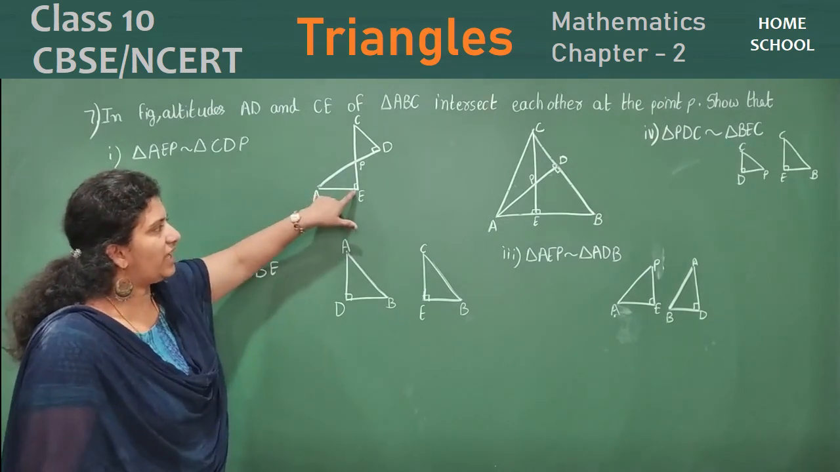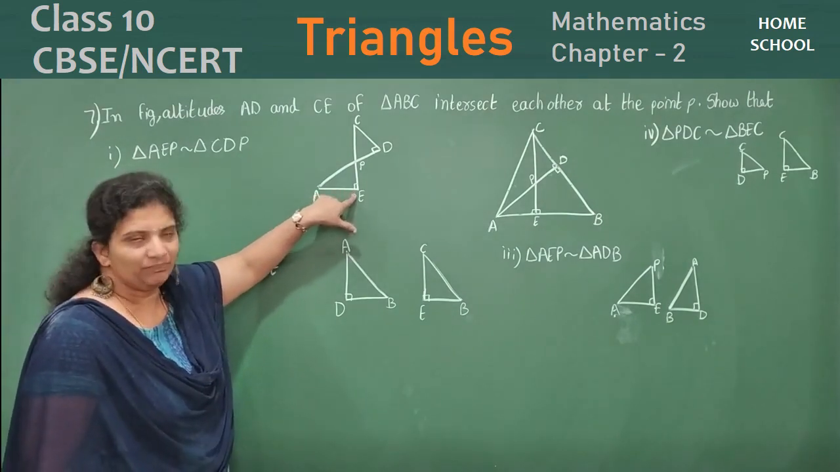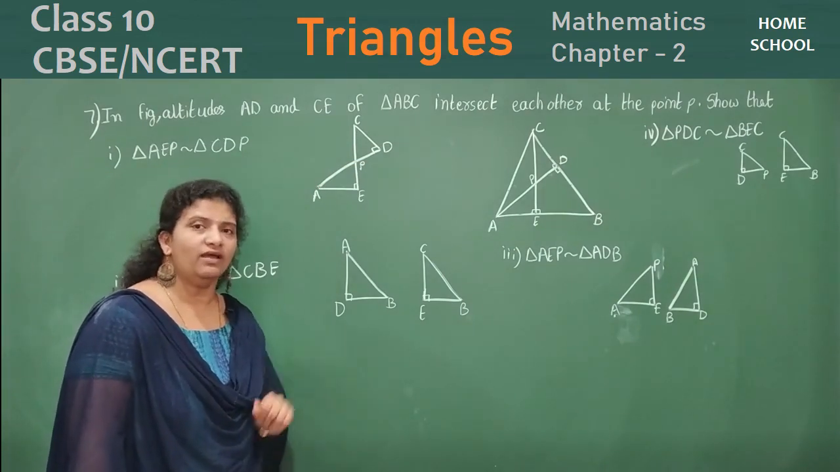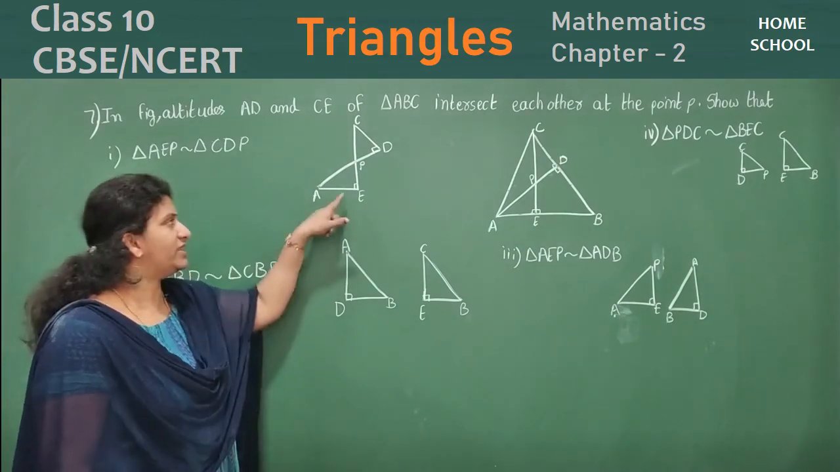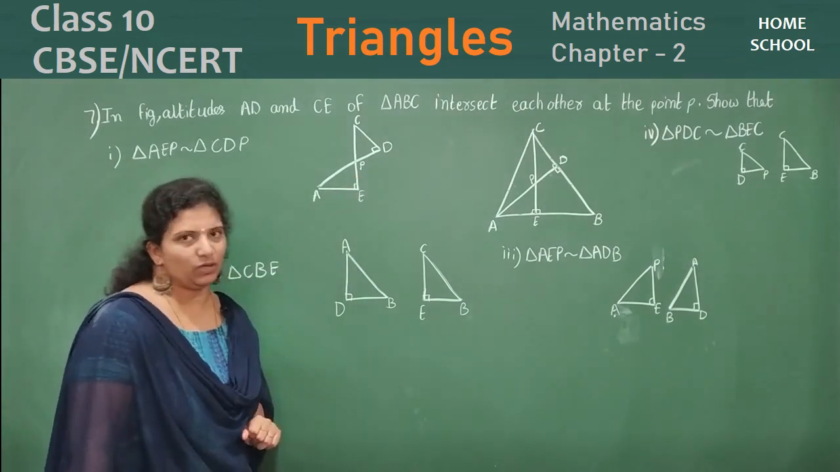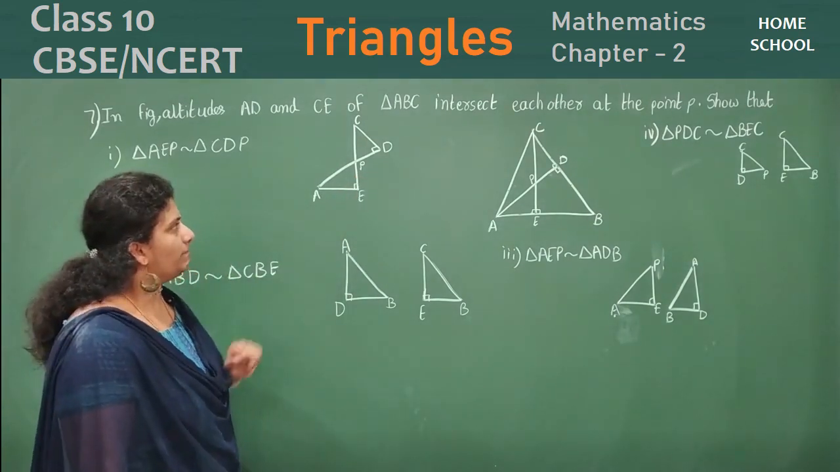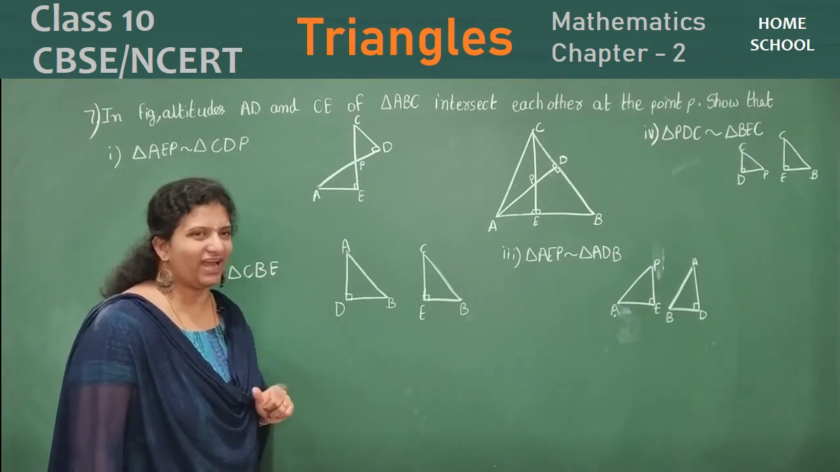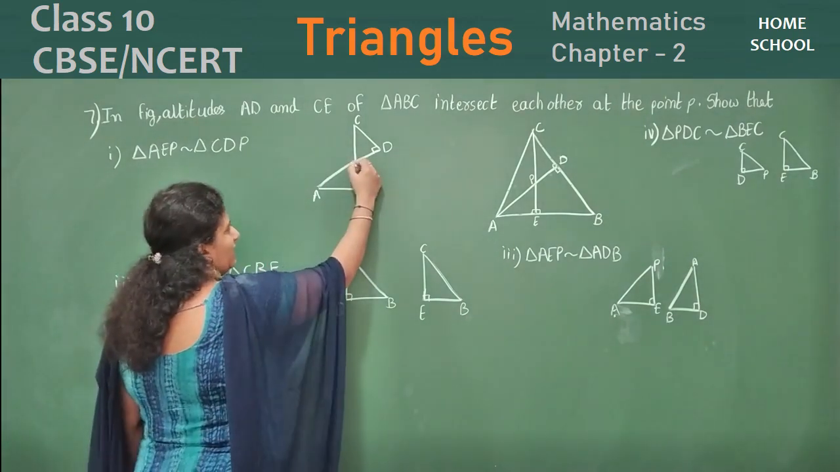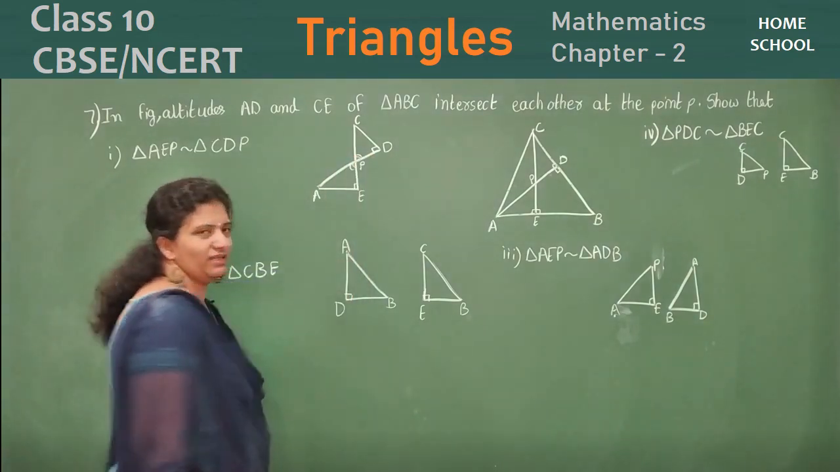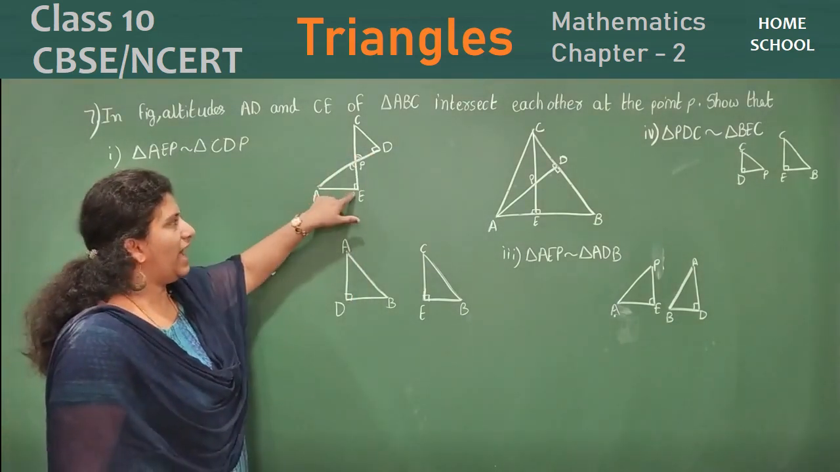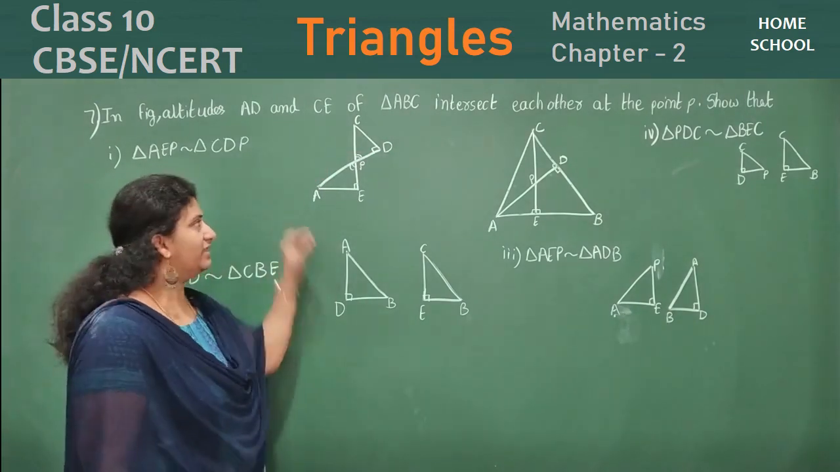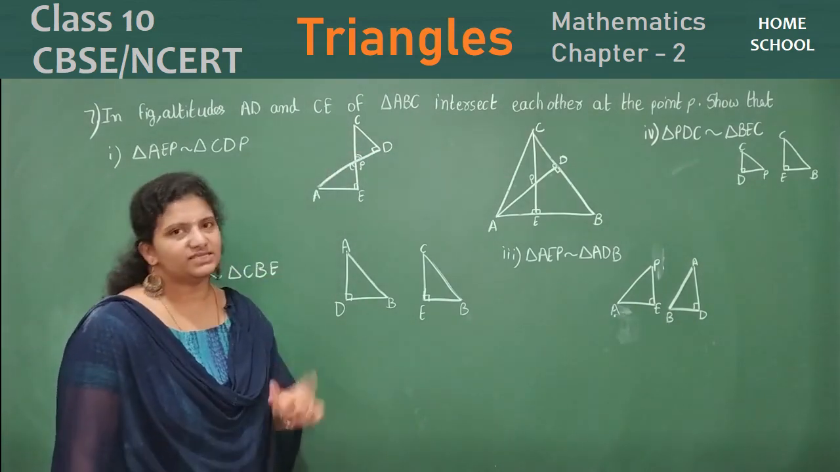So observe here carefully. Angle E, angle D. What's the reason? Both are 90 degrees. Therefore, these two angles are equal. Then one more. Look here. Vertically opposite angles are always equal, right? So this angle is equal to this angle. Therefore, by angle similarity criteria, these two triangles are similar.